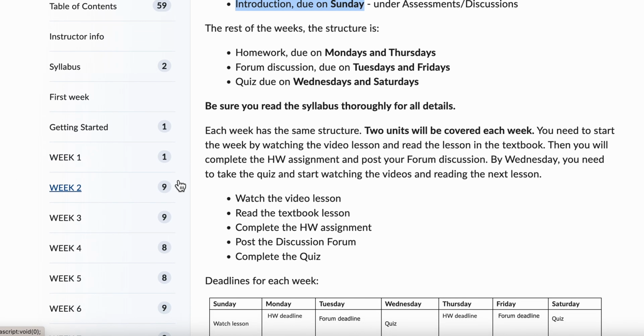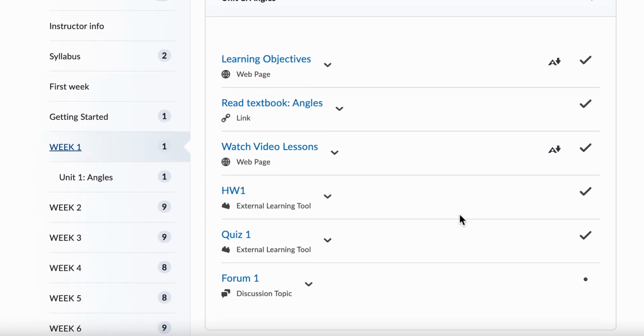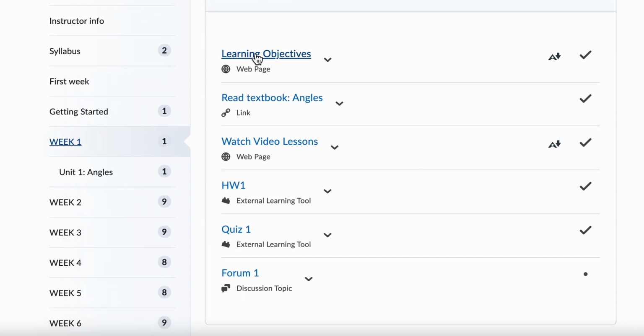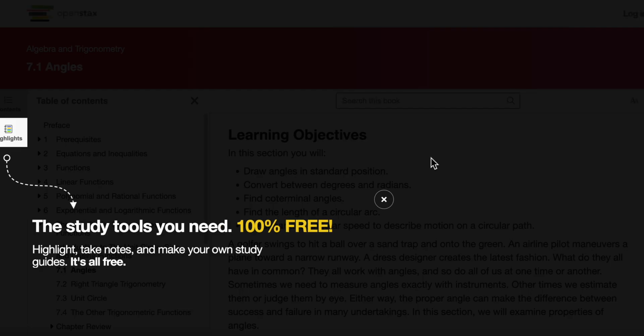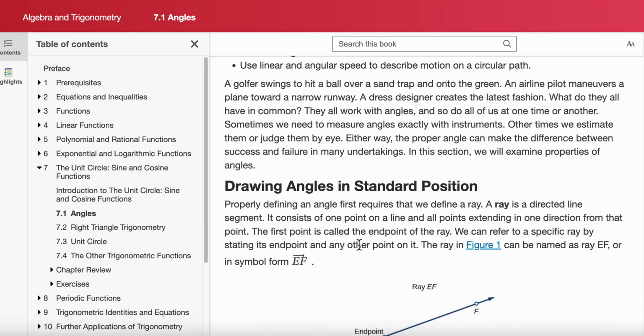When we go to each of the weeks, for instance, in week 1, so we click on week 1, that is going to be the structure of all the lessons. You have here the learning objectives for the lesson, and here read the textbook and watch the video are the things that I mentioned before. These are the things that you have to do yourself. You have to click here, and here is the lesson. So that's the first thing that you do.